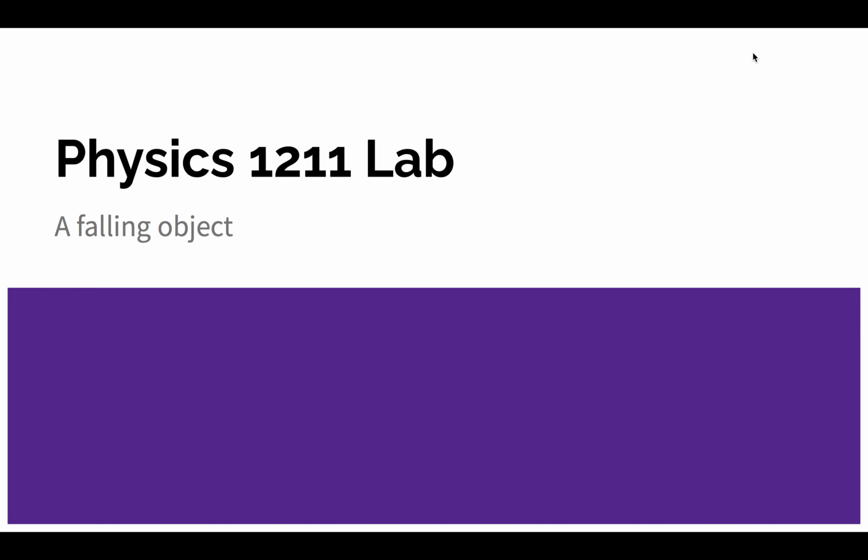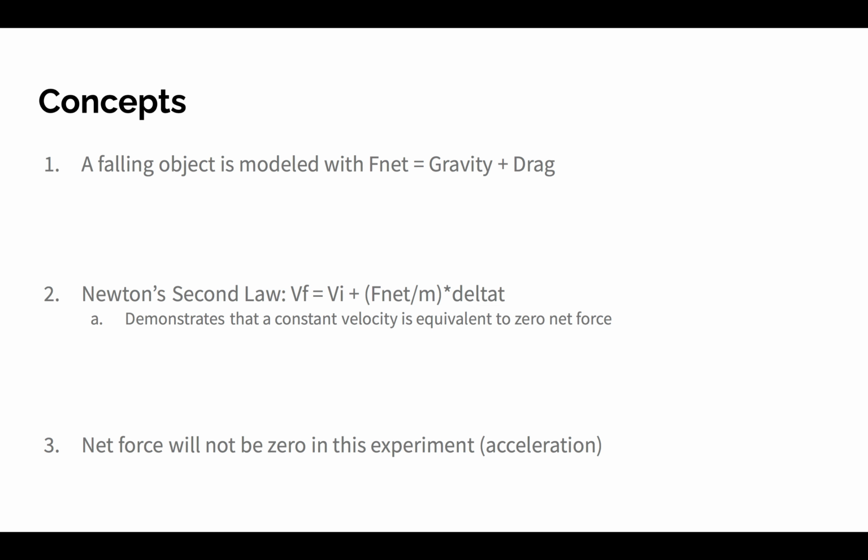For this Physics 1211 lab, I will be covering the discussion around a falling object and the concepts that are associated with it. To introduce the main concepts, a falling object is modeled with two different types of forces. So the net force is going to be equal to the force of gravity plus the drag force.